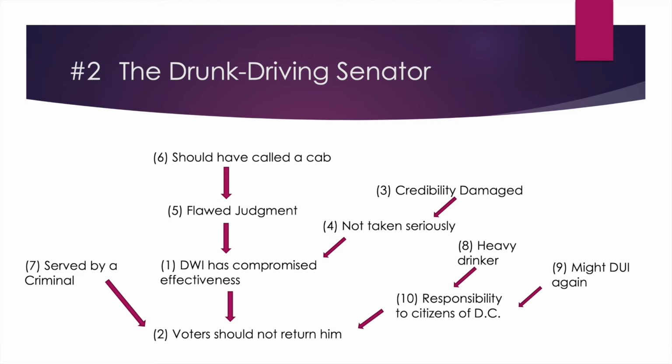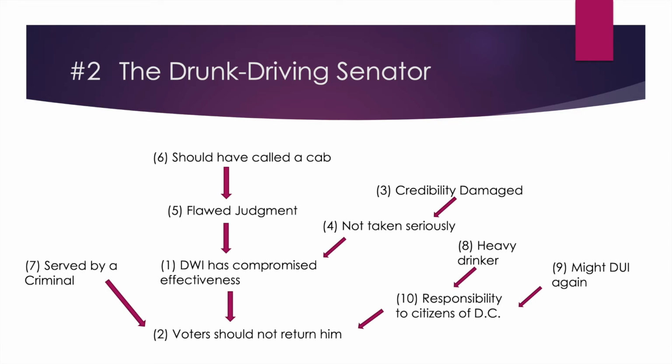So we could read the argument back and say his credibility has been damaged, therefore he will not be taken seriously. Therefore, this shows that his effectiveness will be compromised. Therefore, the voters should not return him for another term. Then we can go over to the left here and see that indeed assertion number 7, the fact that we might be embarrassed by the fact or humiliated by the fact that we are now being served by a criminal in the United States Senate, that seems to stand on its own, maybe a good enough reason by itself for voters not to return him.